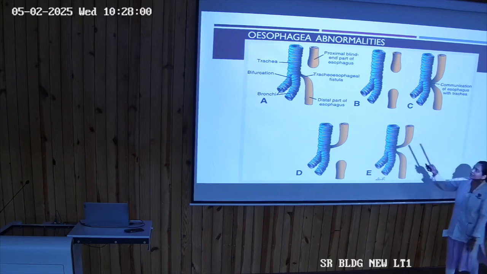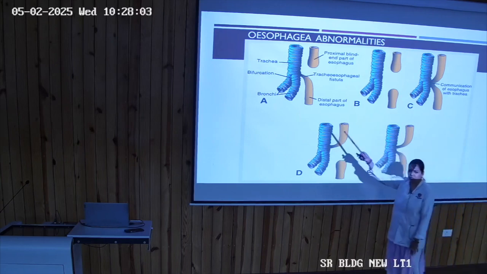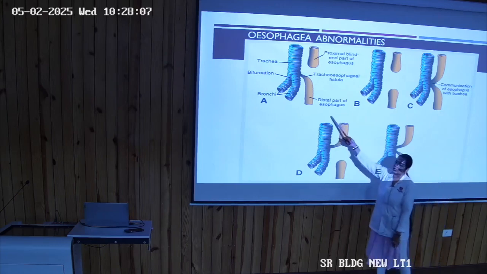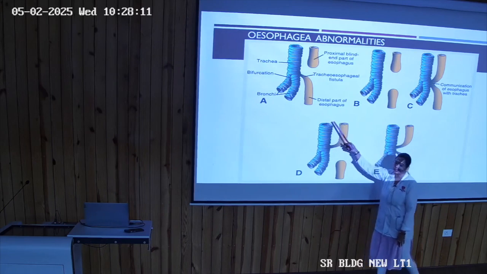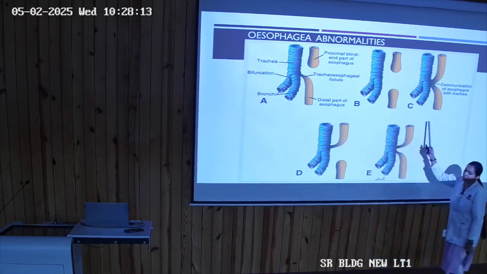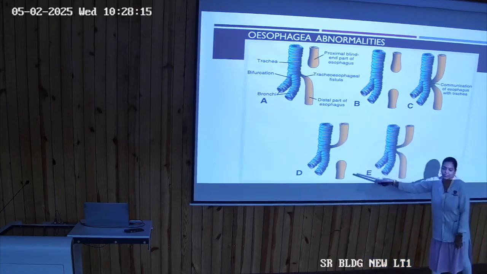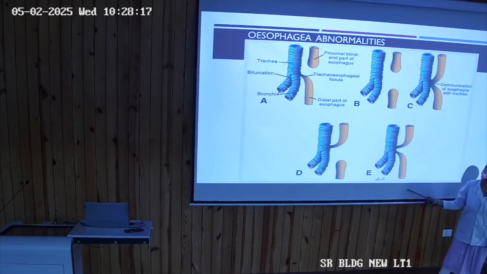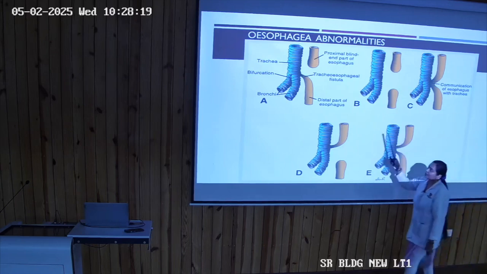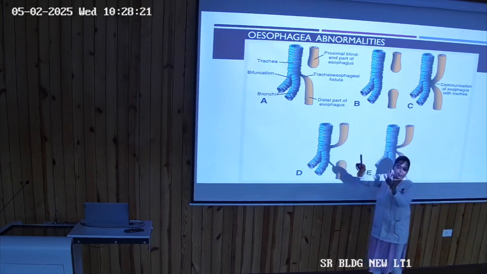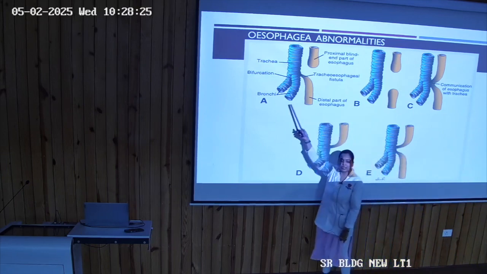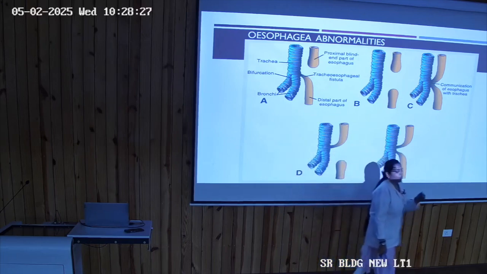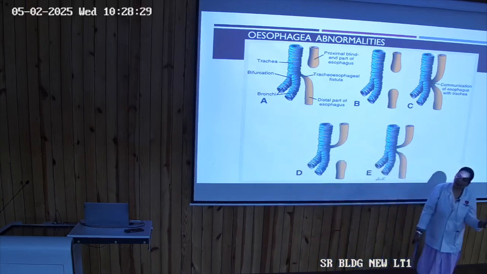Now, these are different conditions of the esophageal atresia and tracheoesophageal fistula. This being the most common condition, occurring in 90% of the cases. Then these occur in 4% of cases, and this is the rarest, in 1% of cases. Now, what are the differences? Upper part is atresic and there is a blind end of the esophagus. Lower part of the esophagus is forming a fistula with the trachea.